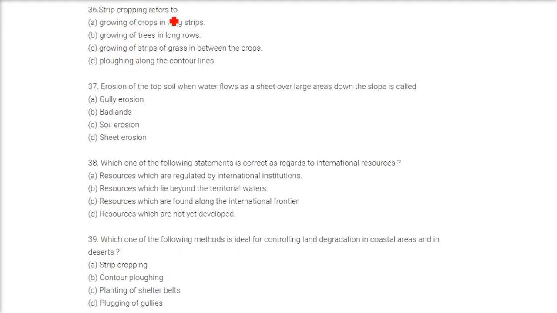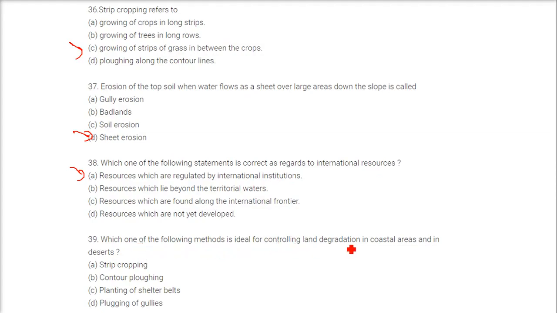36. Strip cropping refers to growing of strips of grass in between the crops. 37. Erosion of the topsoil when water flows as a sheet over large areas down the slope is called sheet erosion. Which one of the following statements is correct as regards international resources? It is resources which are regulated by international institutions.